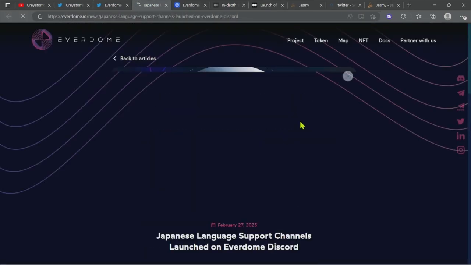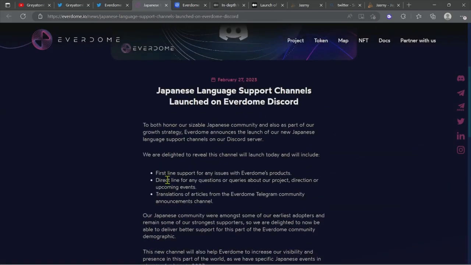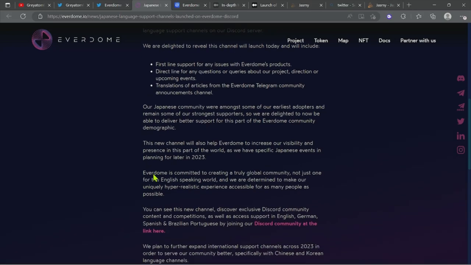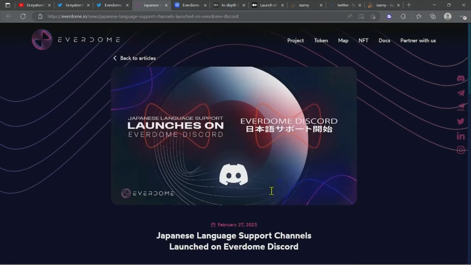I didn't even read that, so I might have to read it real quick. It says first line support for any issues. Are they having an event in Japan or something like that? Everdome is committed to creating a truly global community, not just one for the English-speaking world, and we are determined to make our uniquely hyper-realistic experience accessible for as many people as possible. You can see this new channel. We plan to further expand international support. Okay, cool. So if you speak Japanese and you don't speak English, you can now use that.